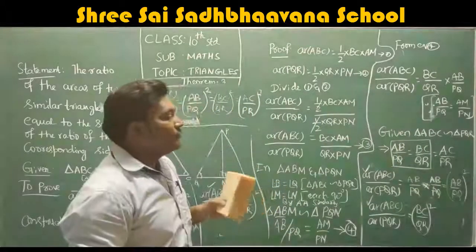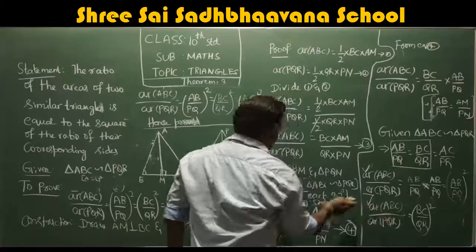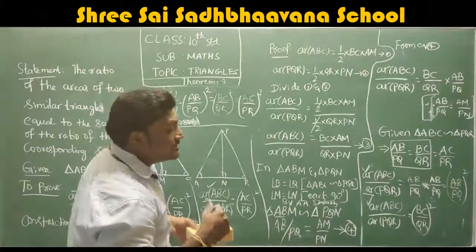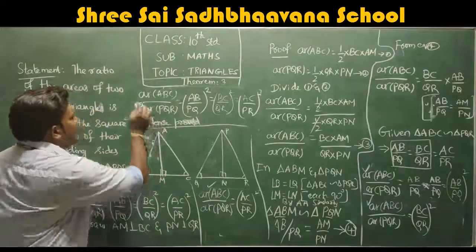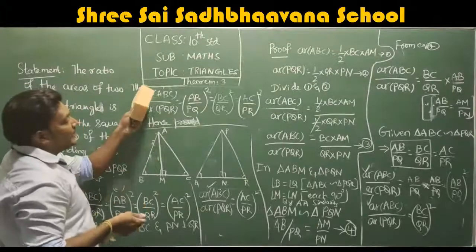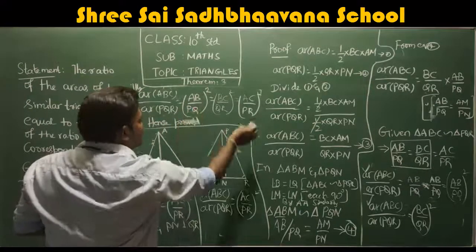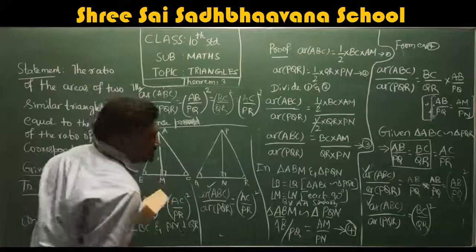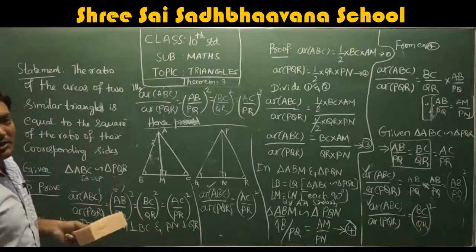Right? After this, one more thing I am telling you. After getting this proof, no need to write the rest. Directly you can write, similarly, area of triangle ABC by area of triangle PQR is equal to, in the place of AB by PQ, just replace BC by QR. Next, what is the other one? AC by PR. Just replace, and you will get the proof. You write that. No need to get confused.